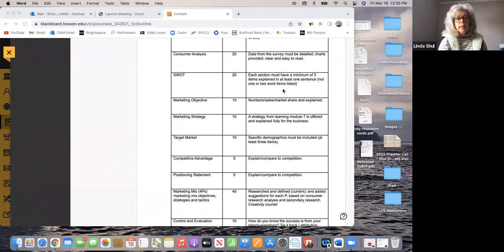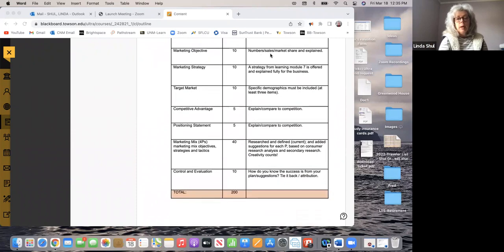Okay, the SWOT analysis, again, a minimum of 3 items explained in at least 1 sentence, not a word or 2. The marketing objective has to be numbers, sales, market share, and it has to be explained. The marketing strategy has to be something from module 7. That's the module we're working in, explained fully.